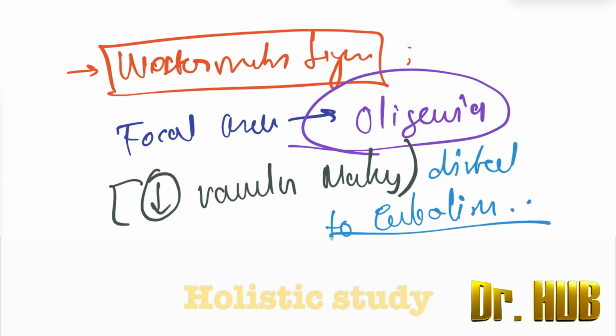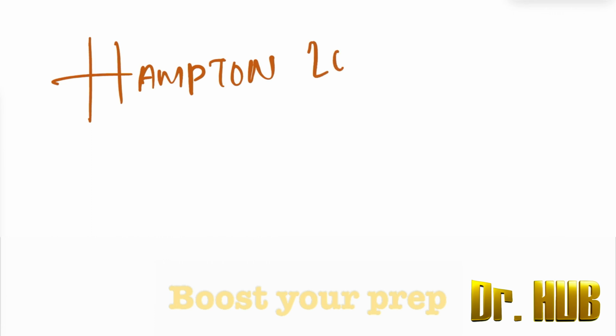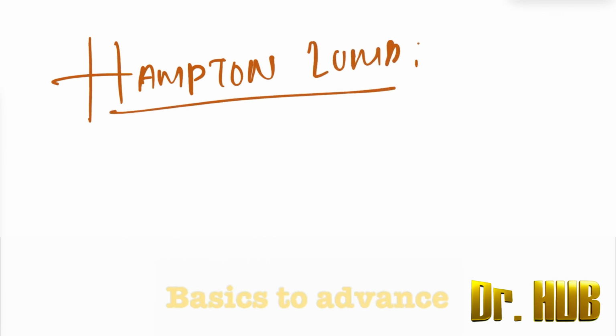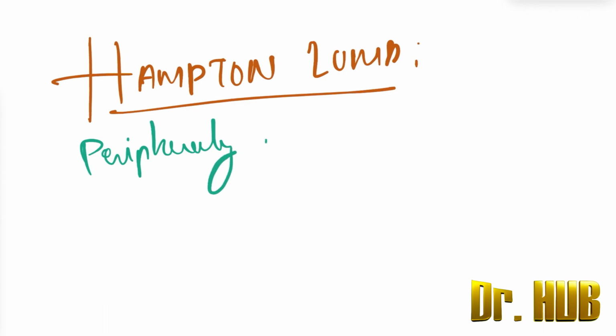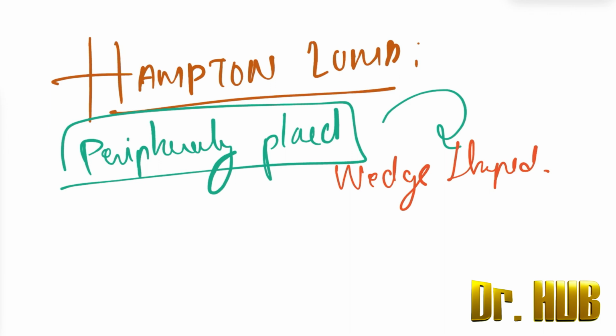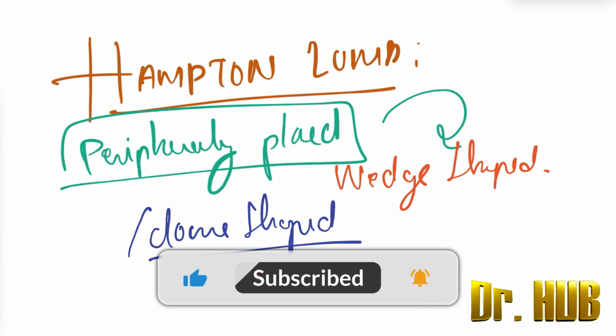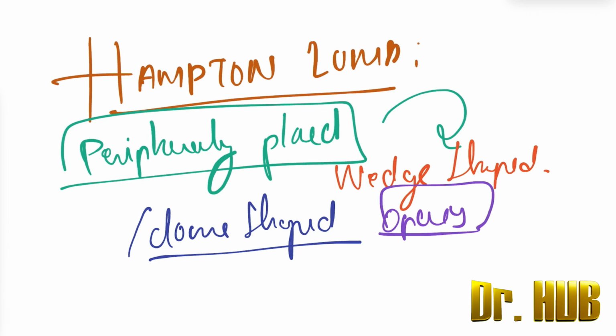Next, we have something known as the Hampton's hump. So what is the Hampton's hump? This Hampton hump is peripherally placed and wedge shaped, or it can be dome shaped. It can be wedge shaped as well as dome shaped. It is an opacity due to the infarction of the lung tissue.